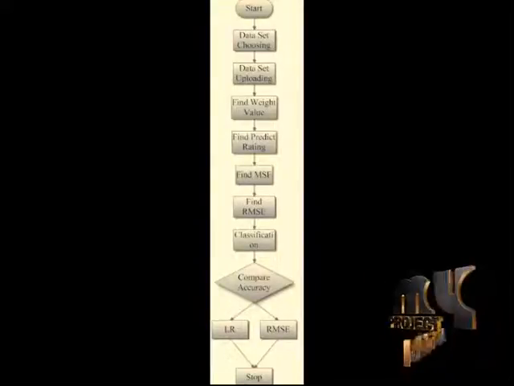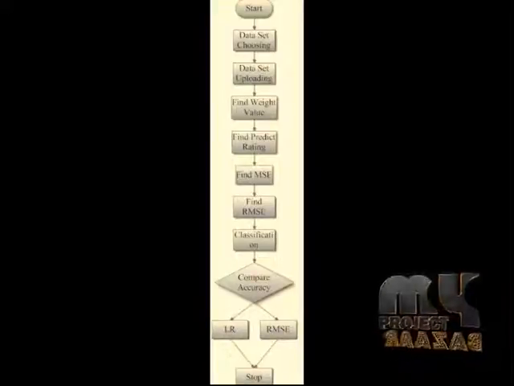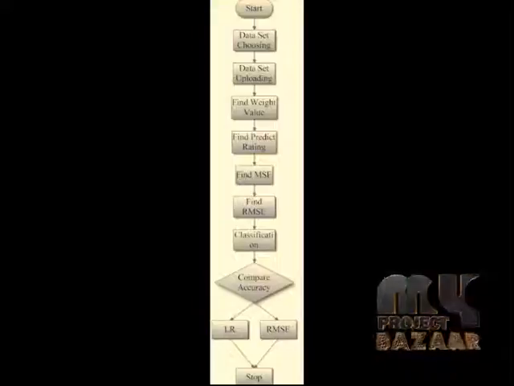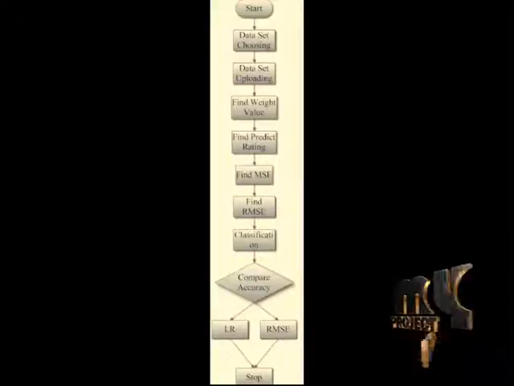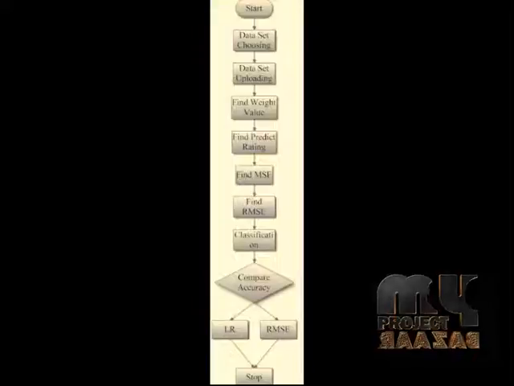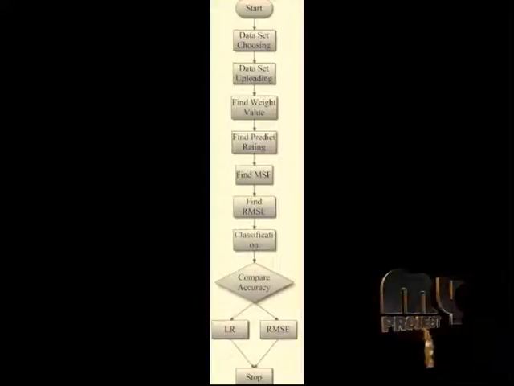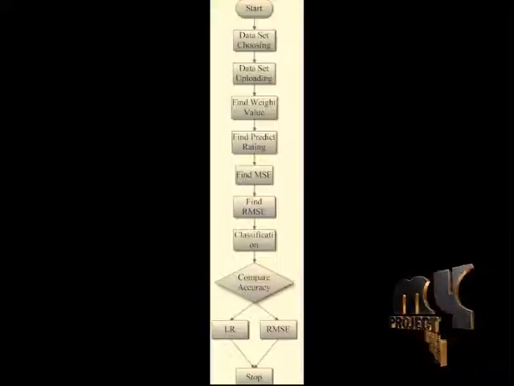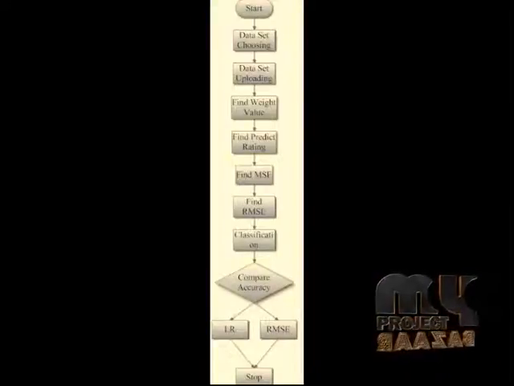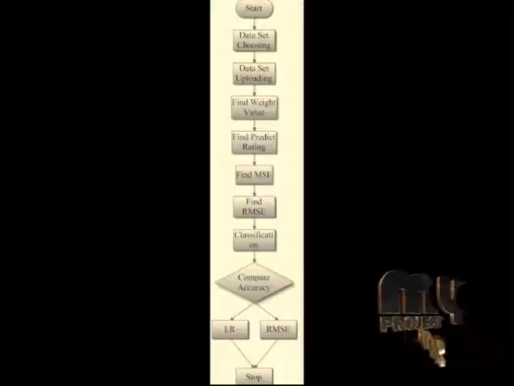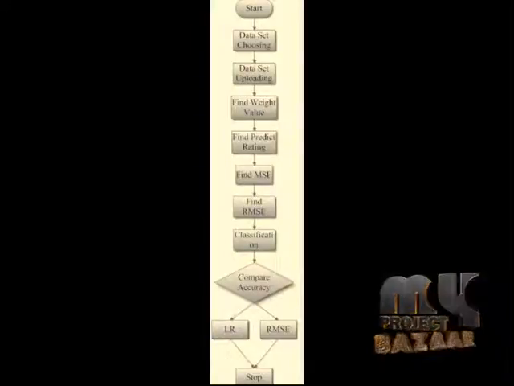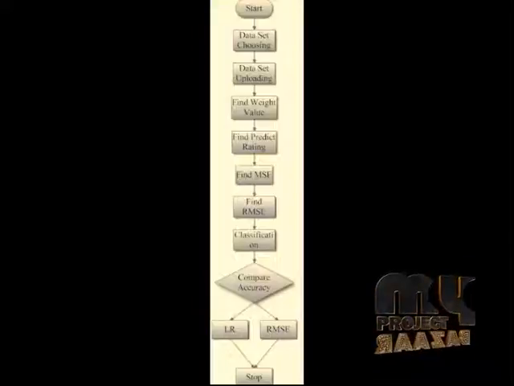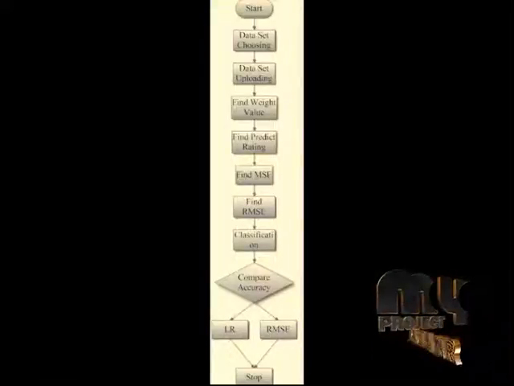Those values are used for RMSE. RMSE means root mean square error. This root mean square error gives us some values. Those values are used in the classification process. The classification process is finished, and then we compare LR and RMSE. LR means linear regression, and RMSE also means root mean square error. Now check the two results. So now we get the accurate result coming from RMSE, and then finished.